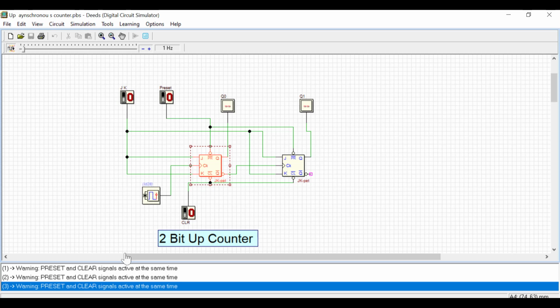Now if you look at here, there is a warning. Both preset and clear are active at the same time. So we should make both 1 1. Whenever both are 1 1, your flip-flop will take its normal action, JK flip-flop action. As I said, you cannot keep both 0 0 because you are asking your flip-flop to set and reset at the same time. Now you kept your preset also 1, clear also 1. That means your preset and clear are disabled. Now it's going to do the JK flip-flop action.